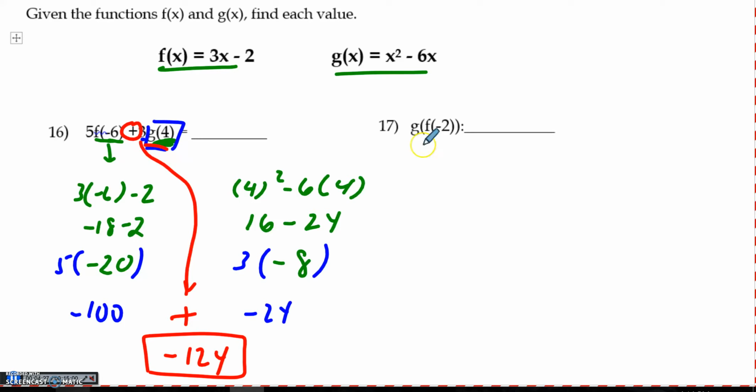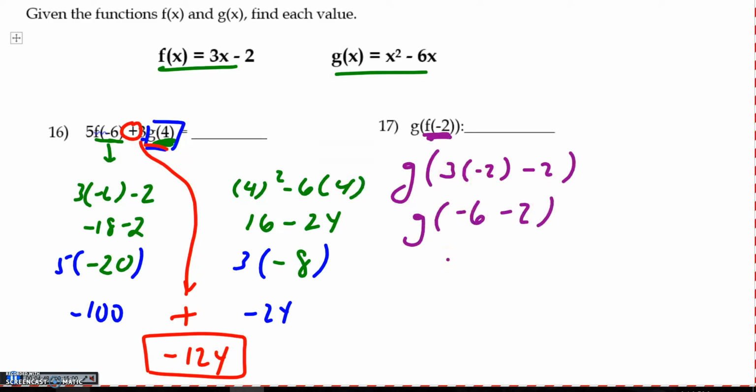Number 17 is a somewhat different notation than 16. What this means is that I'm plugging my negative 2 into the innermost function first, or f. So I'm going to leave my g, but I'm going to take negative 2 and plug it in for x into the f function. So 3 times negative 2 minus 2. So that would get me negative 6 minus 2, or g of negative 8.